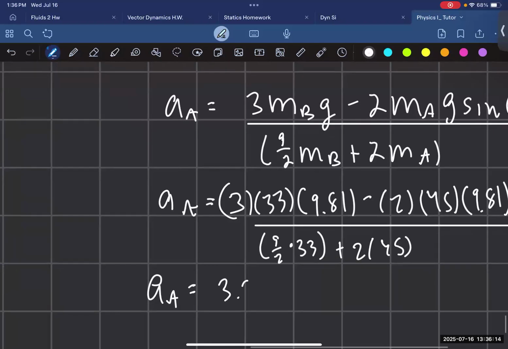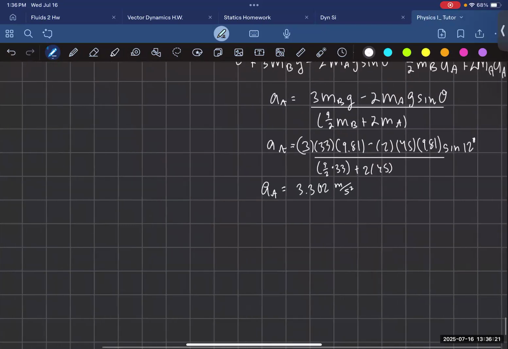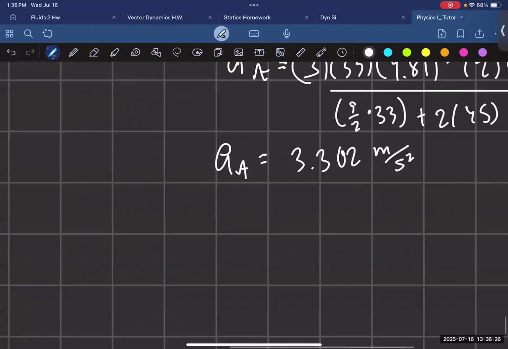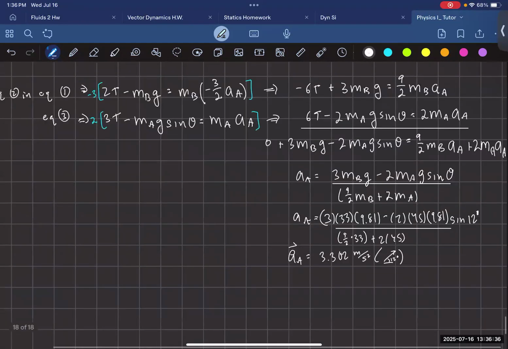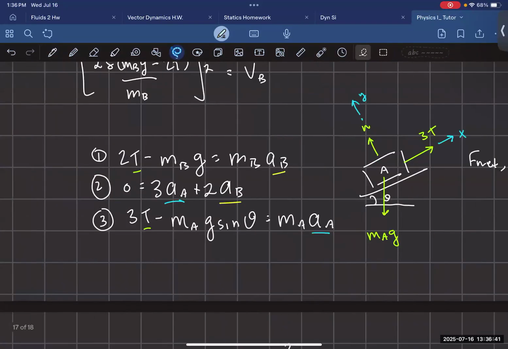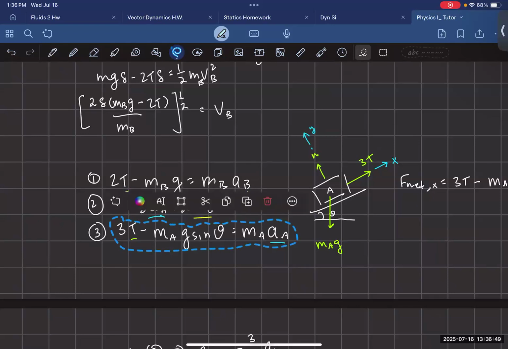We're going to get acceleration is 3.302 meters per second squared. Acceleration, the direction we can infer, right? We know it's going up the hill, so the direction would be up the hill, 12 degrees. Now, since we found the acceleration, we can simply plug it into this equation, and we can find the tension force.